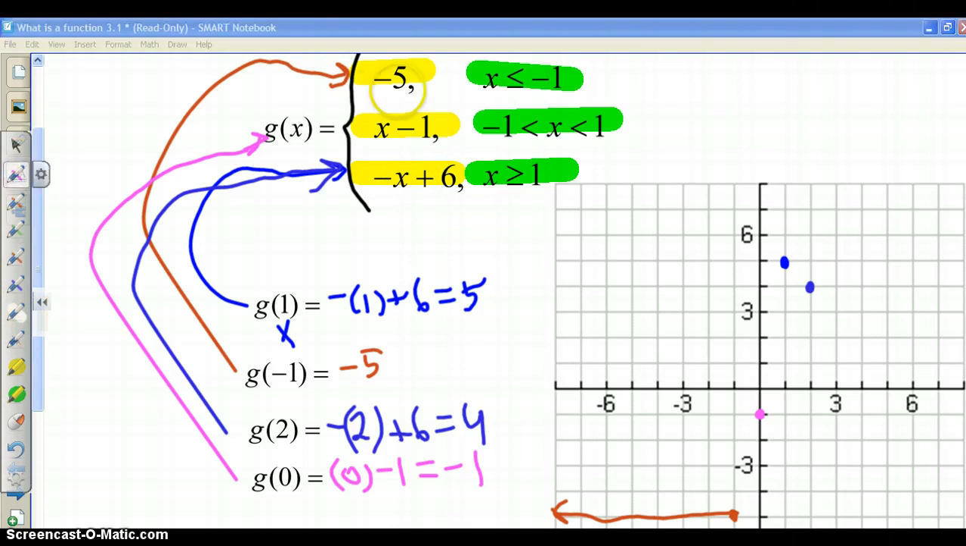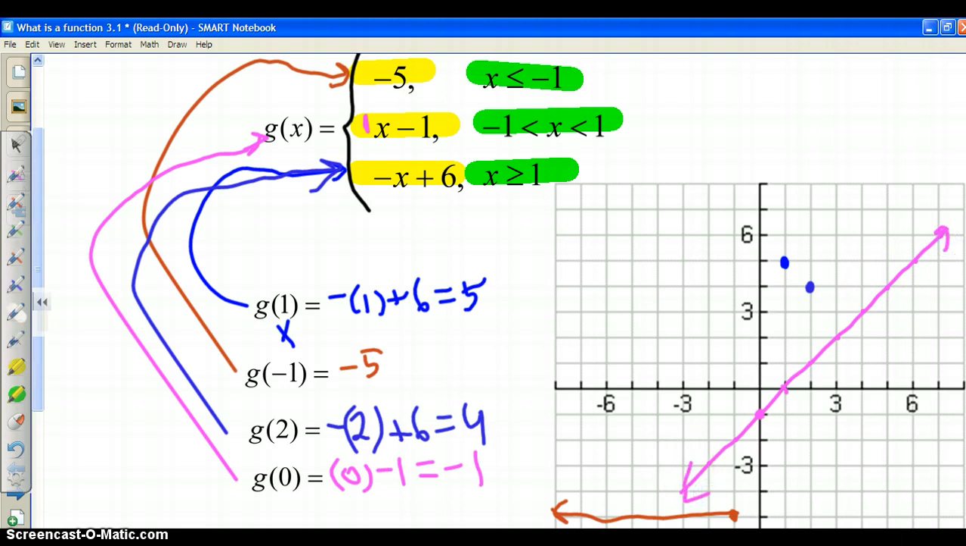Let's graph this middle function. So x minus 1, that's y equals, or g of x equals, a slope of 1 and a y-intercept of negative 1. That line looks a lot like this. Just going to plot a few of these points, and I'm going to go ahead and graph that. Now when you get better at this, you can do it without erasing, I think, but at first it's not a bad idea to draw out the whole function.